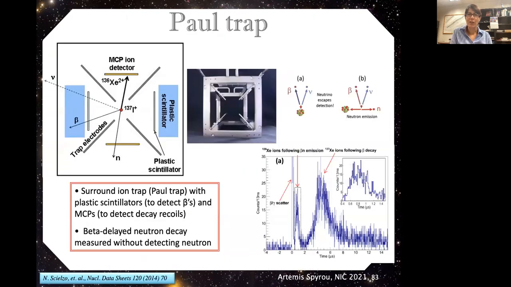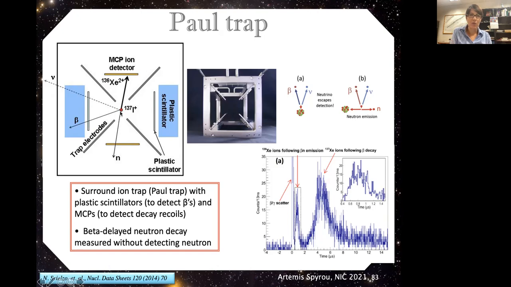And finally, you can also measure beta-delayed neutron emission in a very cool way, in my opinion, where you don't even need to measure the neutron. So that's why I like this technique a lot, although I've never used it myself. But the idea here is that if you have a trap, you have the nucleus decaying right here in the center. There's a beta particle going off this way. And let's say there is a neutron emitted, it goes that way. It will not be detected, it just goes off.